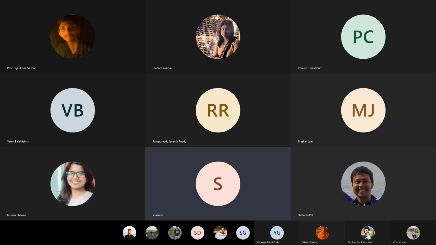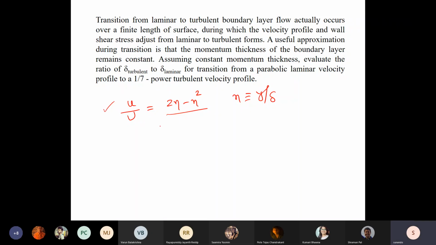the parabolic velocity profile for laminar flow inside a boundary layer. And we also understand that theta, the momentum thickness, the formula for which is integration from 0 to 1. This is the expression for the momentum thickness.